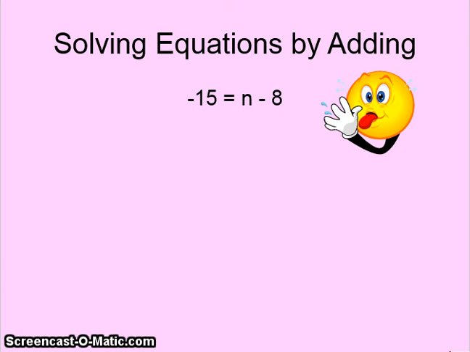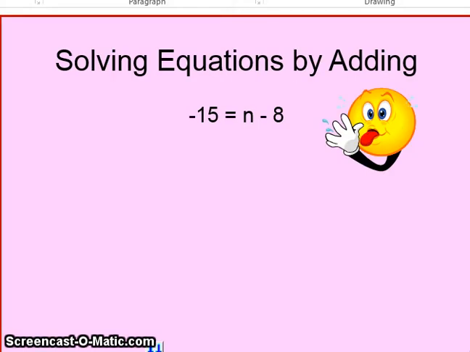Here we've got another equation, negative 15 equals n minus 8. And I want to solve this, which means I want to find the value I can plug in for n that will give me a true statement. Now, what I need to do is get n by itself. So I'm going to draw this line here. Now, here's my n. I want to get rid of everything that's not n, because I want to have n equals something. So I want to get rid of minus 8. So I'll do that by using the opposite operation. This is subtraction. The opposite operation is adding.